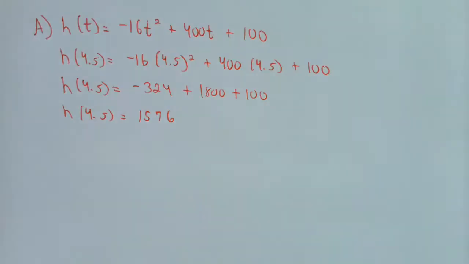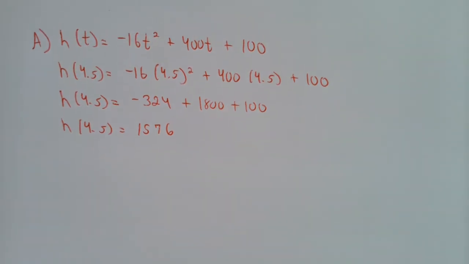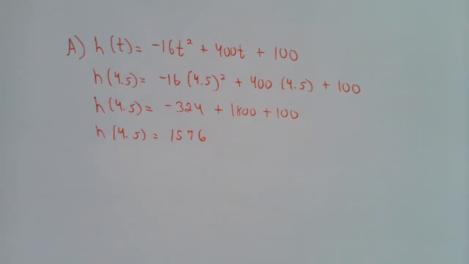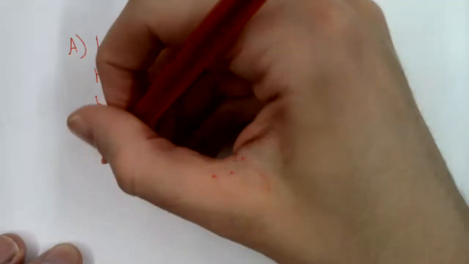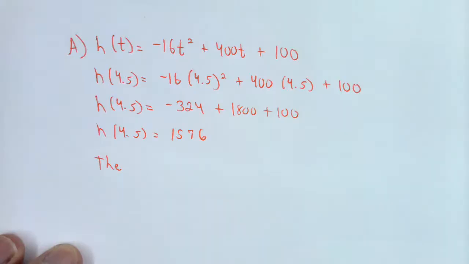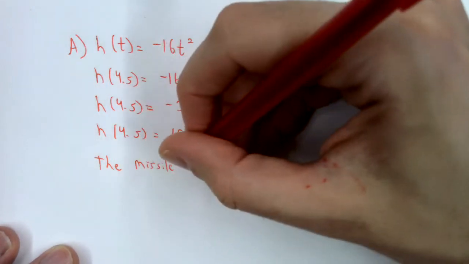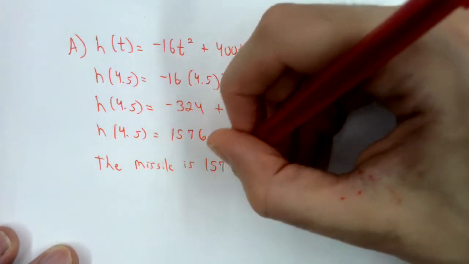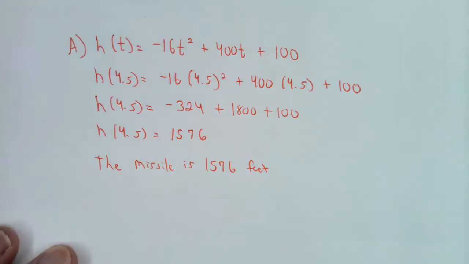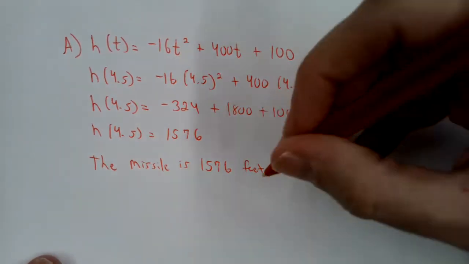Since it's a word problem, you're going to write a sentence answer for each. I know it's a lot, but since it's 5 parts, I'm going to say the missile is 1,576 feet in the air after 4.5 seconds.